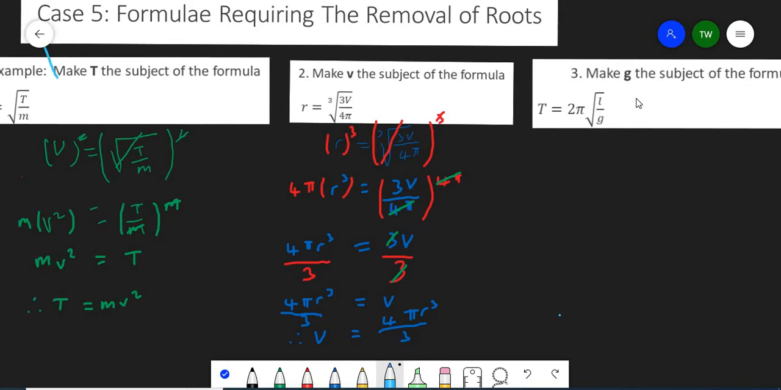Now to example 3, says make G the subject of the formula T equal to 2 pi times the square root of L over G, right? So we're given the formula T is equal to 2 pi times the square root of L all over G.